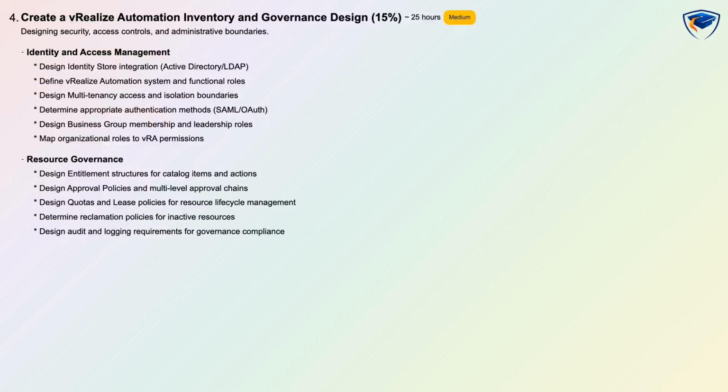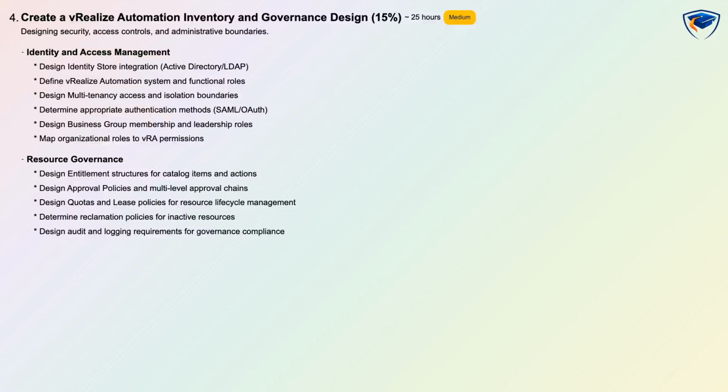The fourth domain, Create Realize Automation Inventory and Governance Design, focuses on designing security, access controls, and administrative boundaries. In this domain, you'll learn to design identity store integration, vRealize automation system and functional roles, multi-tenancy access and isolation boundaries, authentication methods, business group membership and leadership roles, and map organizational roles to VRA permissions.